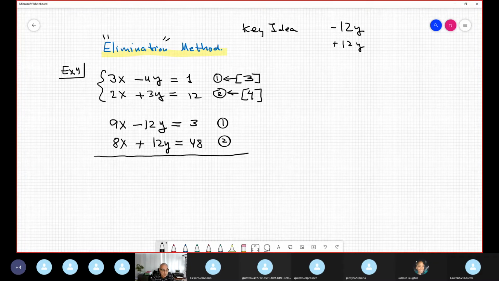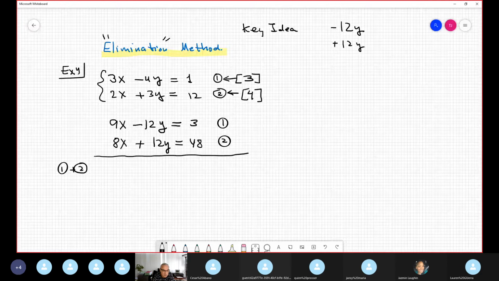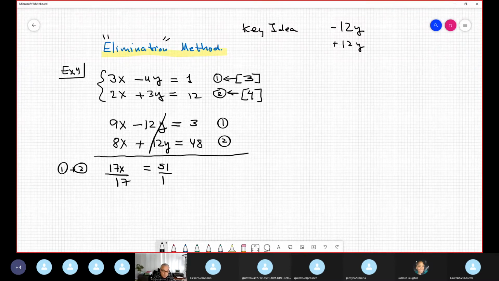So what is the procedure? Well, the procedure is you add by column equation 1 and equation 2. So you organize in standard form. The standard form is x first in alphabetical order, y second. On the right hand side, you have only the constant. There is 17x. The y is cancelled out. This was the intention. And this is 51. Divide by 17 on both sides. x is 3.